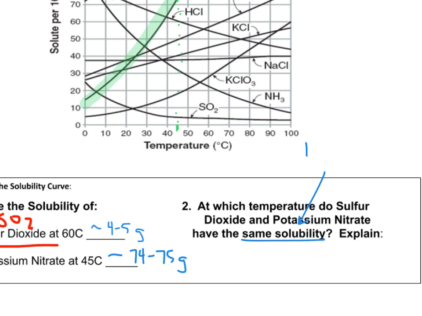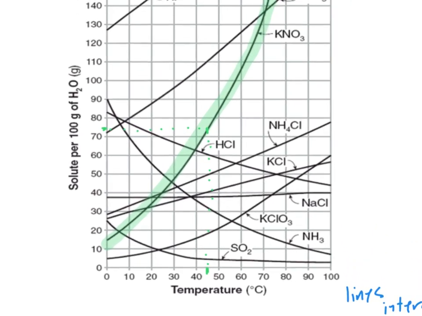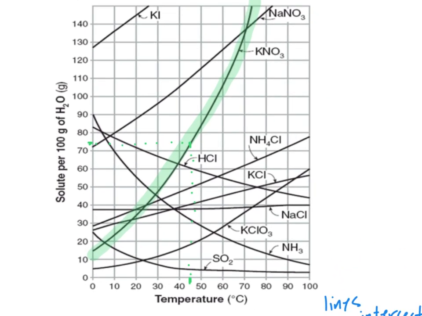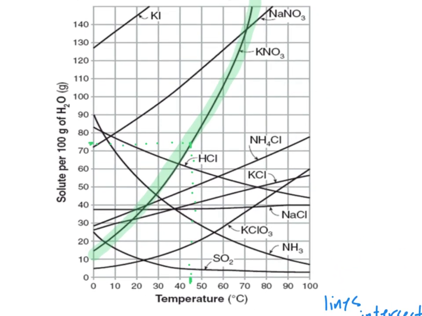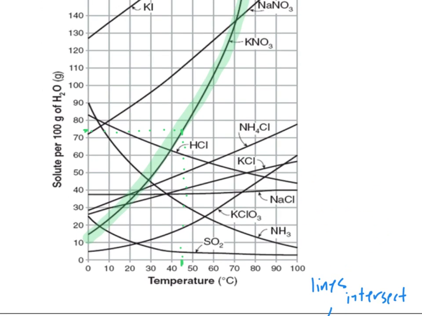Can't write today. Let's try that again. There you go. Where the lines intersect. Okay, so I want to find sulfur dioxide and potassium nitrate. Let's see if I can zoom in here for you. We've already highlighted potassium nitrate. Let's re-highlight sulfur dioxide.